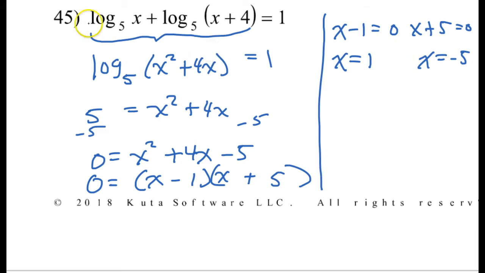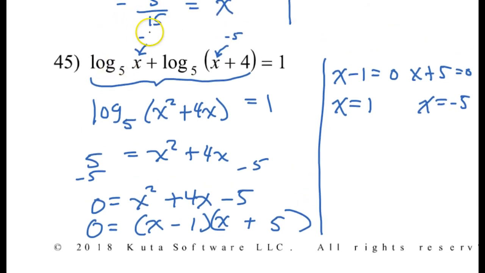Now we need to check for extraneous solutions. You can't take the log of a negative number. So you have to plug it back in. Don't just assume that because it's negative, it's automatically extraneous. You have to plug it back into the original problem and see if you get a negative then. Even if I plug it in right here, when I have this 4 kind of balancing things out, still, negative 5 plus 4 is negative 1, so that's no good. So of course it automatically fails here.